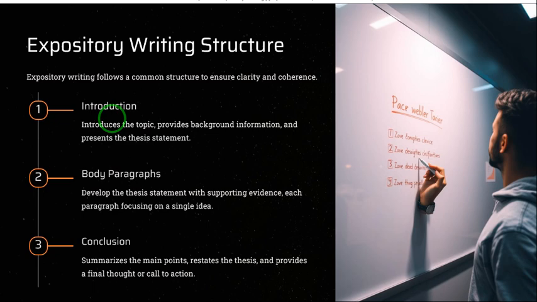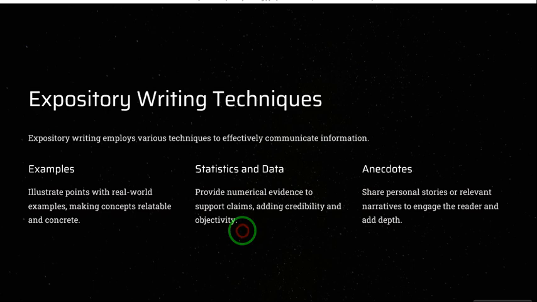The thesis statement is the last sentence in the introduction, and as you can see, it's a statement, so it cannot be a question. It can never be a question. The thesis statement summarizes what the entire essay is going to be about. As for the body paragraphs, each body paragraph has to start with a topic sentence, supporting details that are factual evidence, and a concluding sentence. Finally, the conclusion summarizes the main points, restates the thesis, and provides a final thought or call to action.